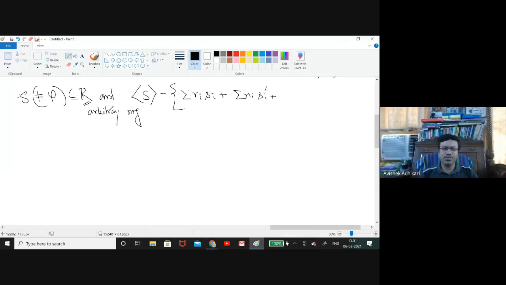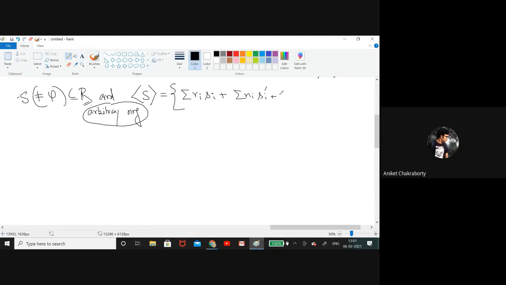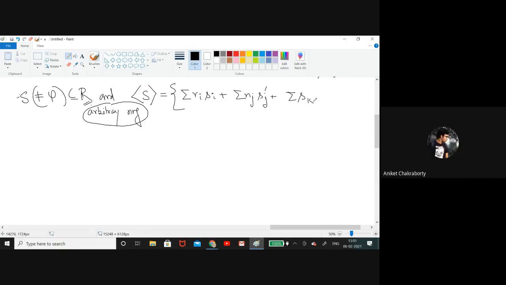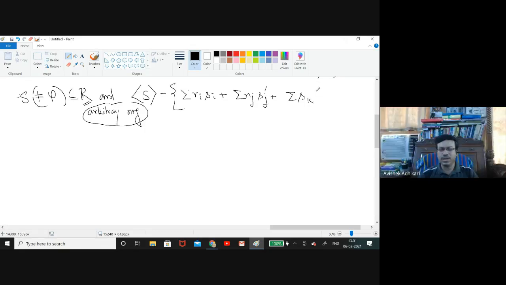No, I have no idea, because this is an arbitrary ring. Then we need one more term. We need a summation S i R i. So S k R k, maybe R k dash, and maybe double dash. I put it there. That's all.